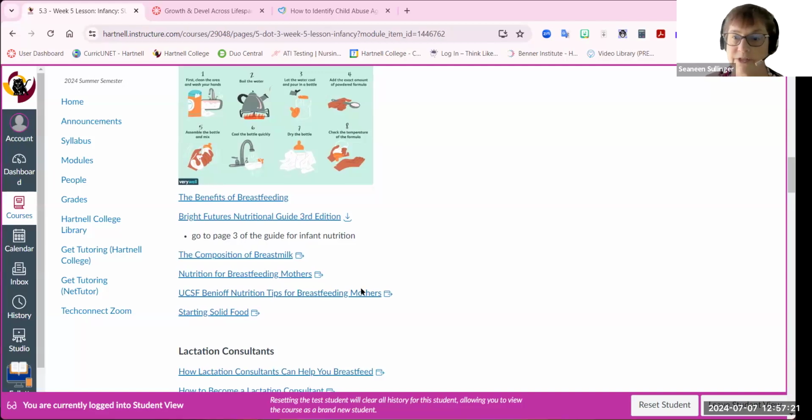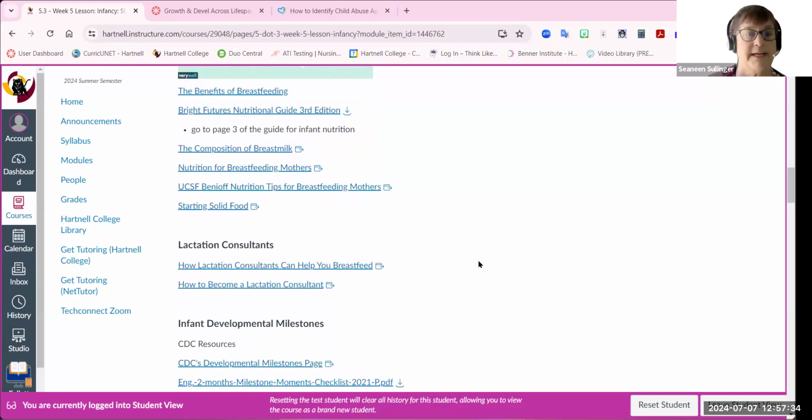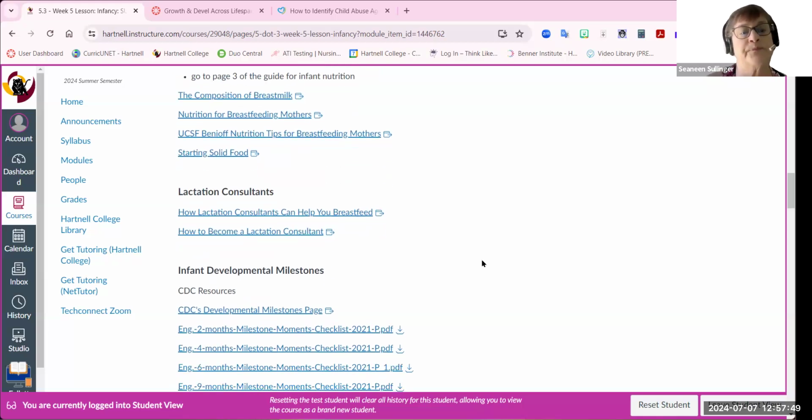Their neonatologists, their doctors, their pediatricians, OBs are just amazing. And we use at Natividad, especially in CHOMP, their standards of care. And we talk about lactation consultants, how we can help you breastfeed, how to become a lactation consultant, because there are different levels of lactation consulting. And then I will go back to the PowerPoint. I'm just showing you the other things in the lesson right now.